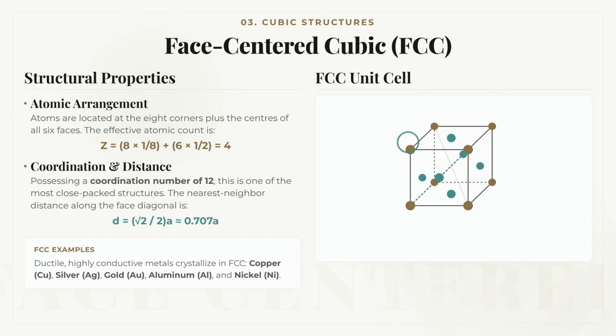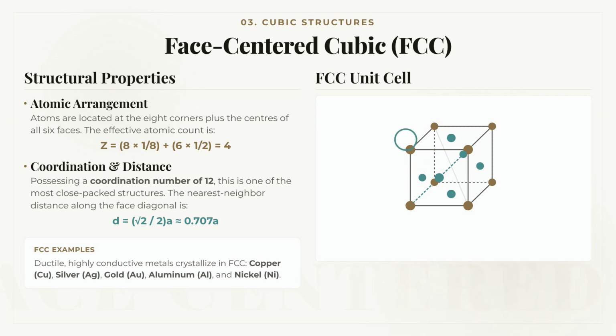The coordination number of the FCC structure is 12. This means each atom is surrounded by 12 nearest neighbors, which results in excellent packing and high structural stability. The nearest neighbor distance is equal to √2/2 times the edge length a, which is approximately 0.707 times a. Many important metals crystallize in the FCC structure. Examples include copper, silver, gold, aluminum, nickel, and noble gases such as neon and argon in their solid forms.